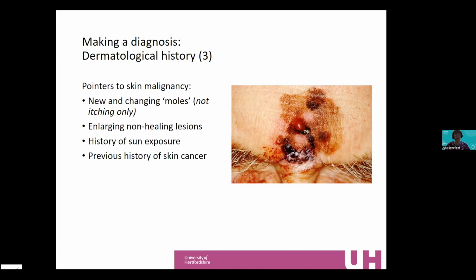Itching alone in a pigmented melanocytic lesion, itching alone is not a feature of malignant change. It would be associated with change in size, shape, or color, but not just itching. There have been some great studies that have looked at whether itching is a feature of melanoma on its own, and it's not, but in association with other features it may be. Enlarging non-healing lesions, and we want to know about sun exposure, and I've already highlighted the fact that if you've had one skin cancer, you're likely to get another.